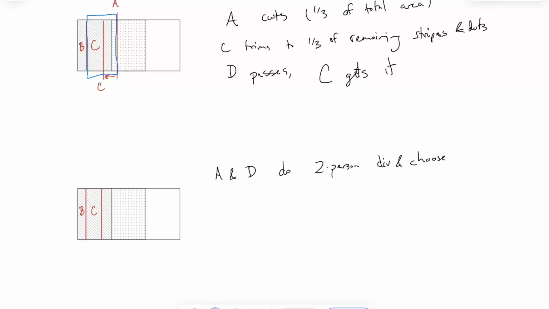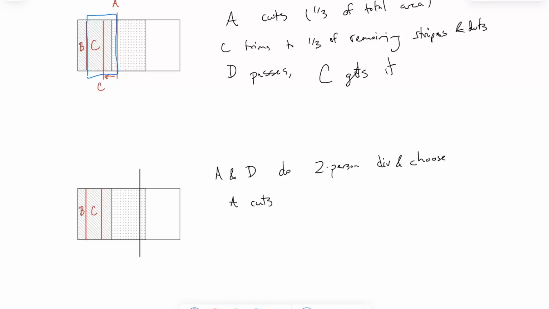Okay, let's do the last step. The last step is probably the easiest one. A is going to cut evenly. Remember, A cares only about the area, so A will make a cut somewhere straight down the middle of what remains. All right, I'm trying to cut right down the middle of the stuff that's left over. And then D gets to choose which one they like.